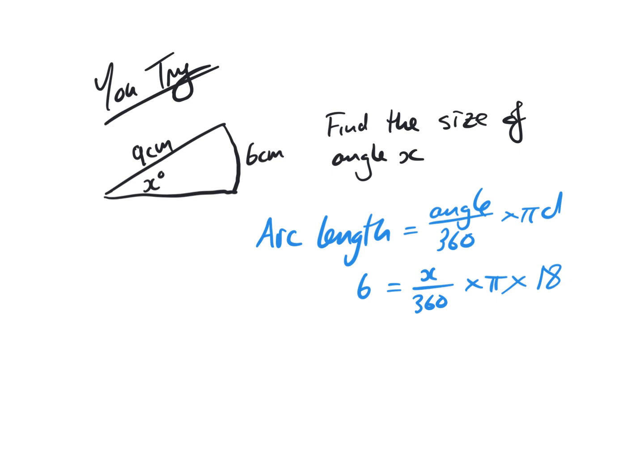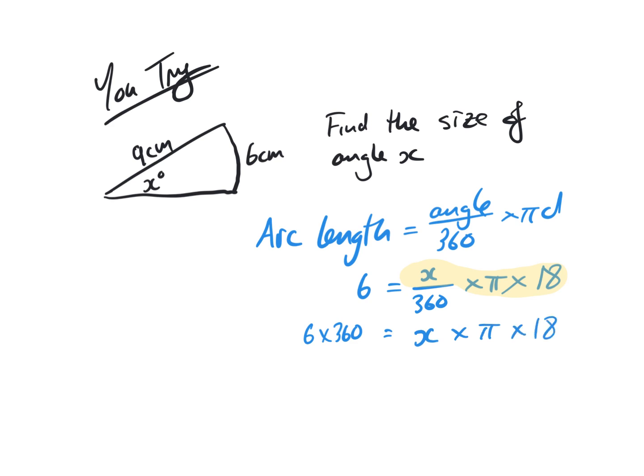Now, when we get to this stage, again, it's an equation, but it's got a fraction in it. Anytime we've got an equation with a fraction in it, let's get rid of the fraction. So I want to undo this division by 360 we see here by multiplying both sides by 360. So that's 6 times 360 on this side. And remember, when I multiply through this other side by 360, it just cancels out the bottom of that fraction, so I'll be left with everything else though. So that'll be x multiplied by pi multiplied by 18.